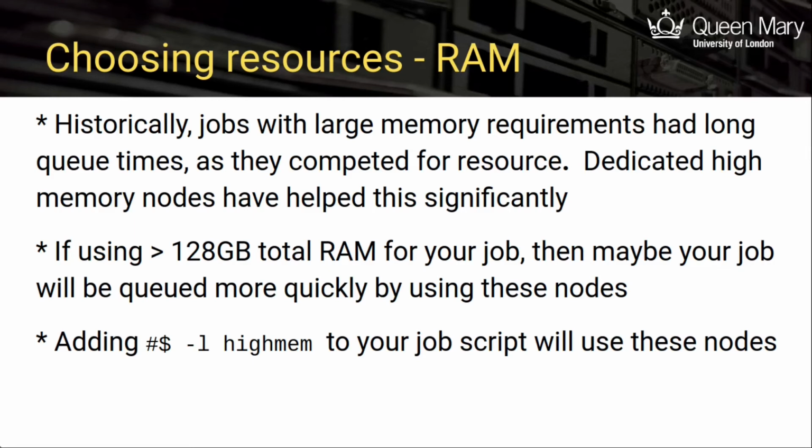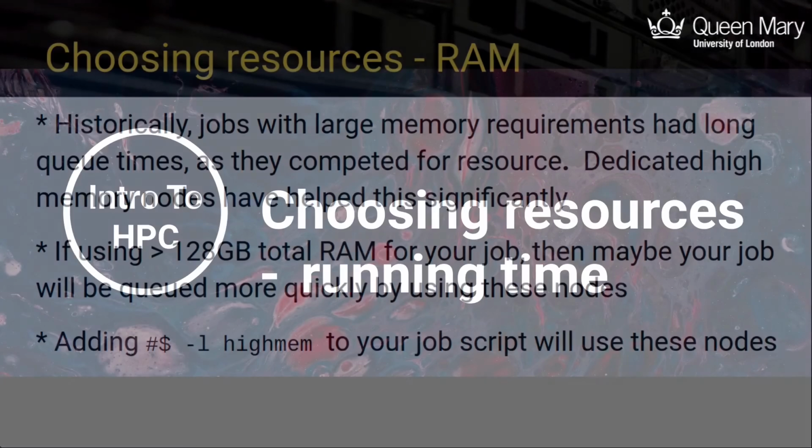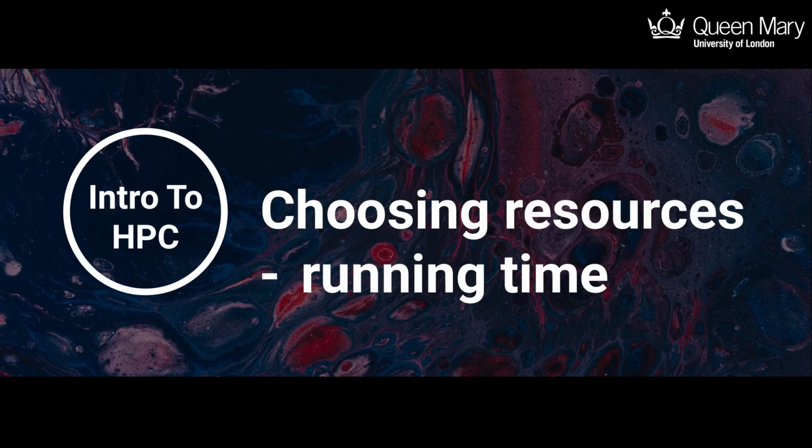If requesting 128 GB or more, we recommend adding the high memory resource to your job script to run on one of these dedicated nodes. Please only use these nodes for legitimate jobs requesting large amounts of memory, because there may be jobs waiting in the queue which do require large amounts of memory, and running jobs may block these from running, which we deem as unfair.